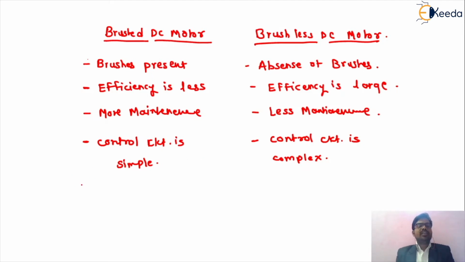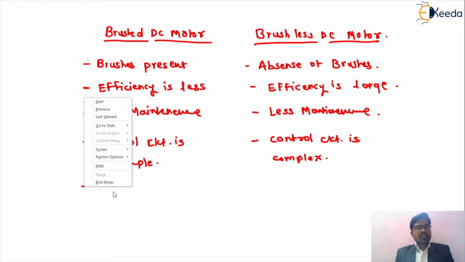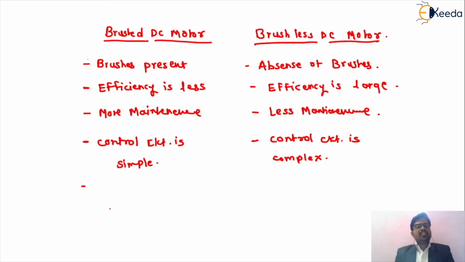The next very important difference between the brushed DC motor and the brushless DC motor is that, due to the presence of brushes in the brushed DC motor, there is mechanical commutation. In the brushless DC motor, we use electronic commutation. So what does electronic commutation mean?